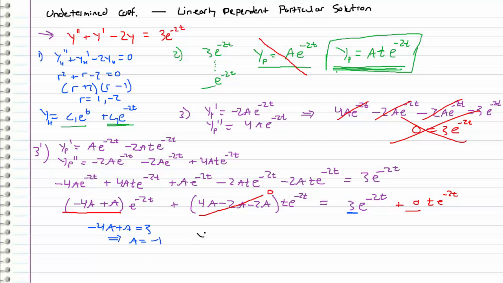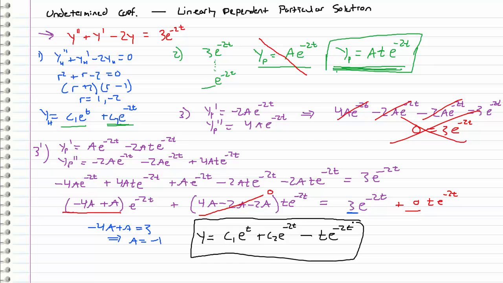And with that, we can assemble our general solution. So y is equal to the homogeneous plus the particular. So y is equal to c1 e to the t plus c2 e to the negative 2 times t, and then plus a, which is negative 1, so it would actually be a minus, and then t e to the negative 2 times t. So here is our solution, and we still did it using the method of undetermined coefficients, but we had to add a slight modification by multiplying through our original particular solution by a t.